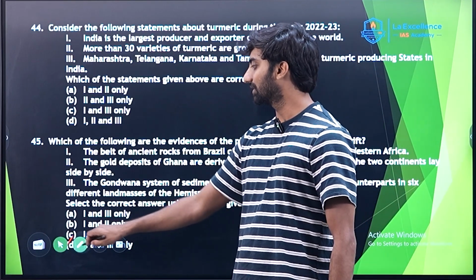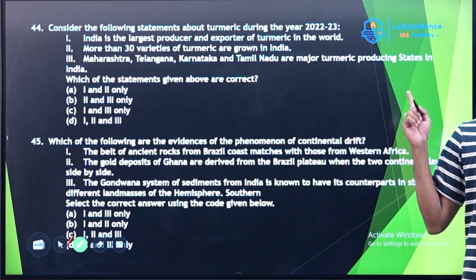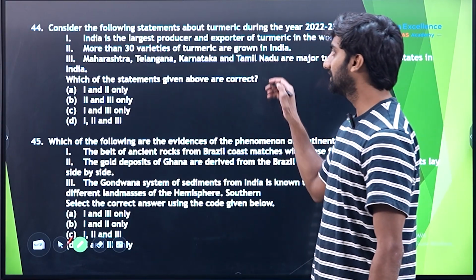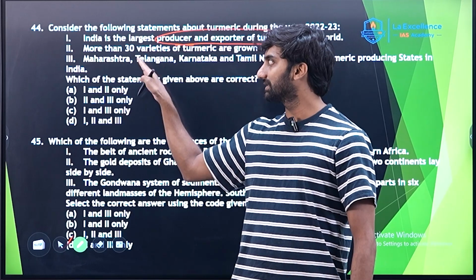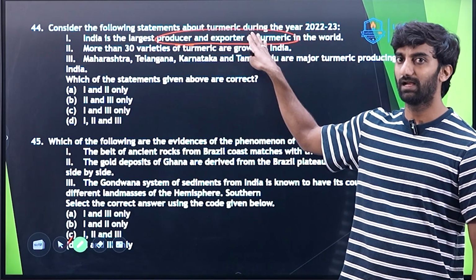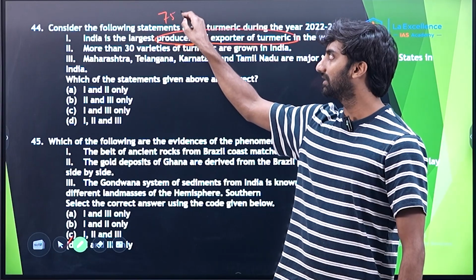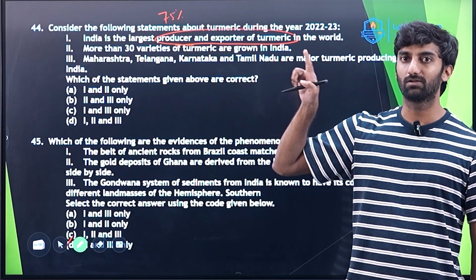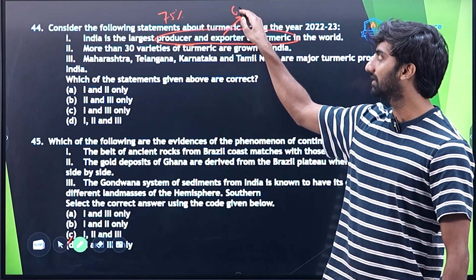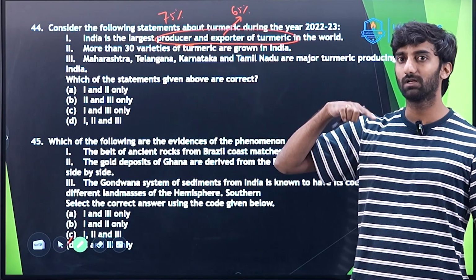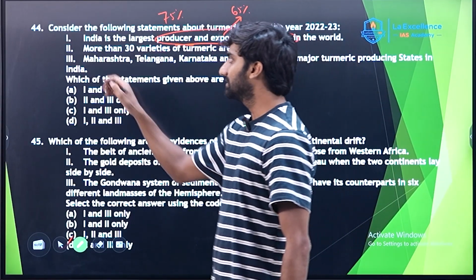Then next question, 44, set B. Consider the following statements about turmeric during the year 2022 and 23. So first statement, India is the largest producer and exporter of turmeric in the world. So this question is relatively factual question. This fact we should know. India is the largest producer of turmeric in the world. Around 75% of the global production of turmeric happens in India. India is also the largest exporter. Around 60 to 65% of the total global exports of turmeric go from India. So first statement is true.